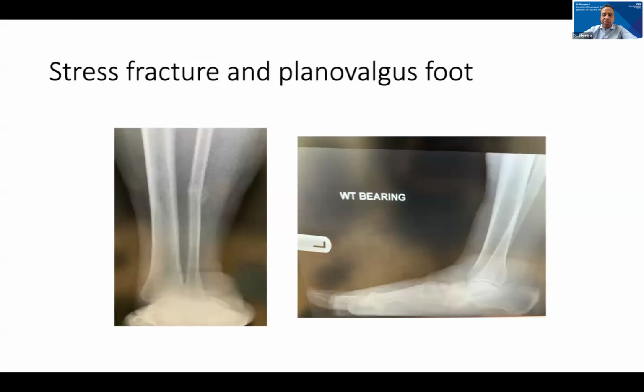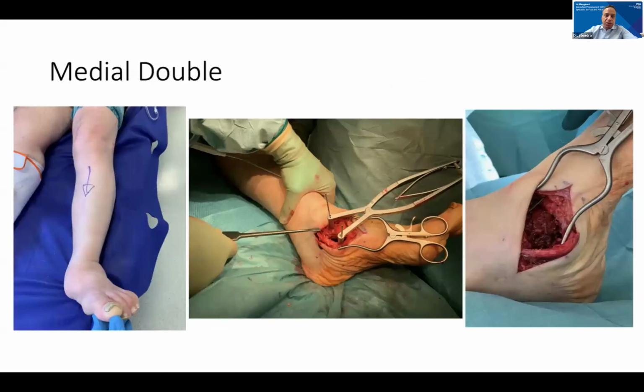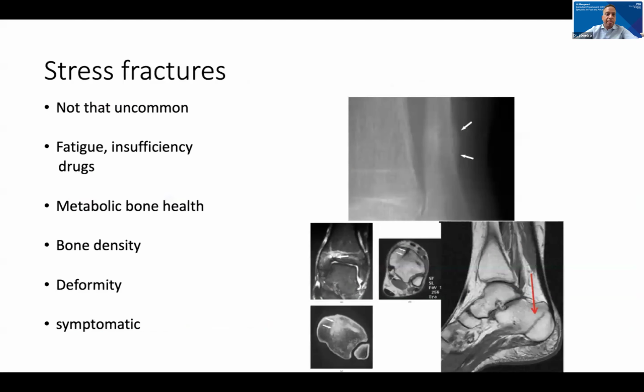If the foot goes in excessive valgus and you've got a planovalgus foot like this, it can lead to stress fractures, and they are particularly difficult to tackle. So do your medial double, get used to that approach. It's quite friendly in terms of having the access, and also once you know where the neurovascular bundle is, there is very little chance of doing any damage.